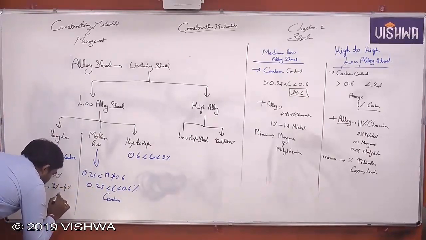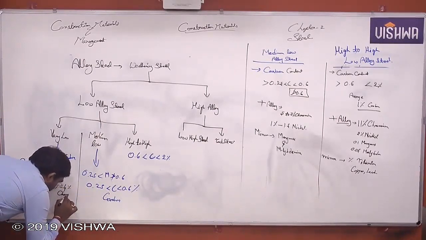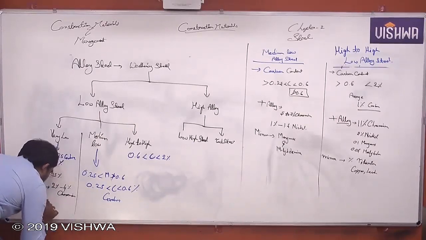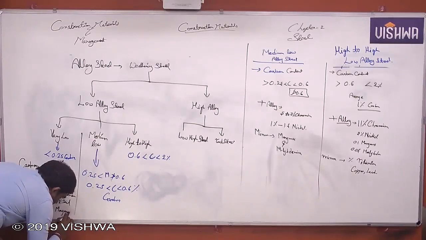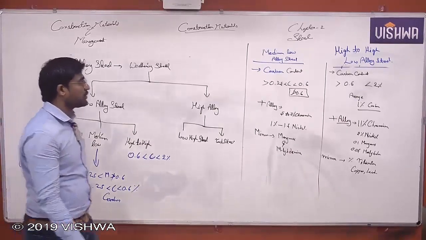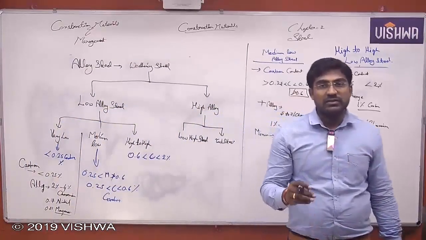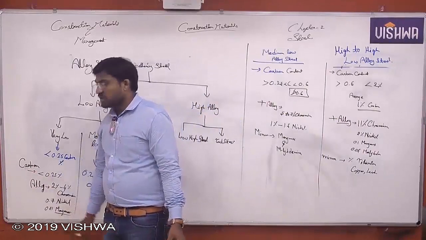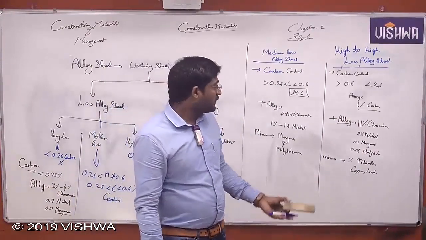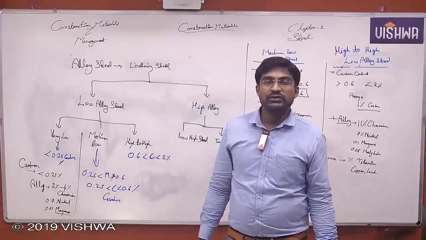It is nothing but your chromium, and you will have a general percentage of 0.7 nickel. We have to make sure of that, and 0.01% of manganese. So this is what we'll be using with respect to individual aspects, where the most important thing you have to remember is the carbon content.